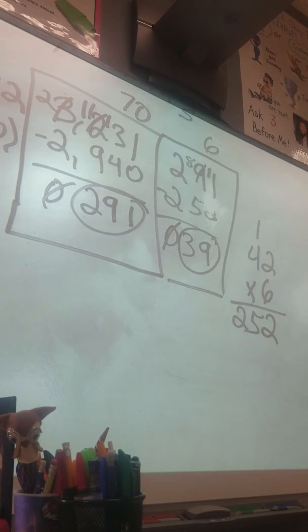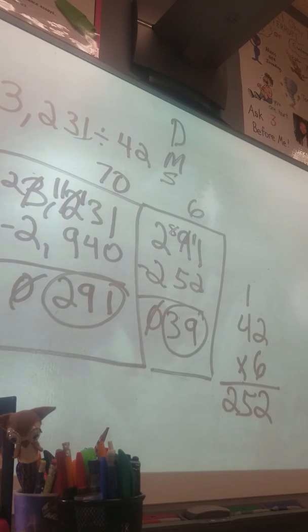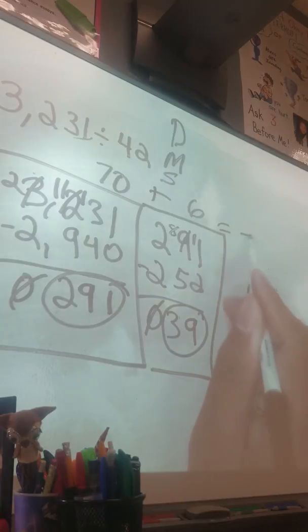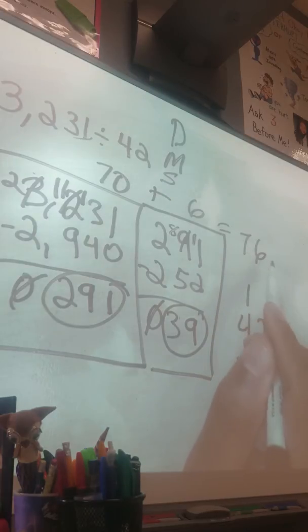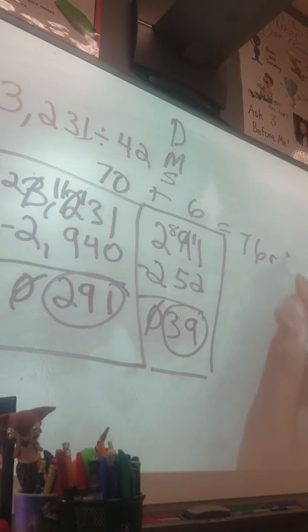Well, 39 is less than 42. So 42 and 40, they cannot go into 39 at all. So we're going to add up our partial quotients, which is 70 plus 6, which equals 76. And we have a remainder of 39. So our answer, or our quotient, is 76 with a remainder of 39. And that is the answer for number 2.